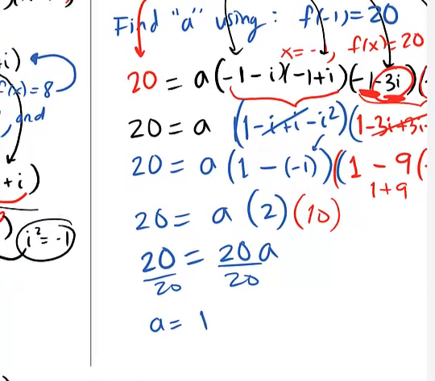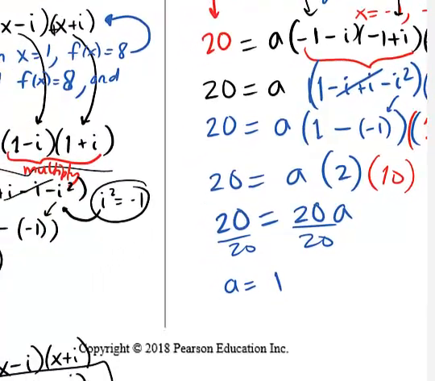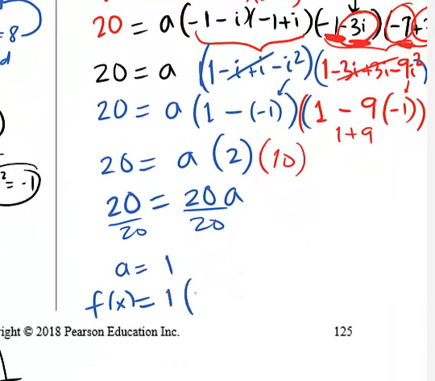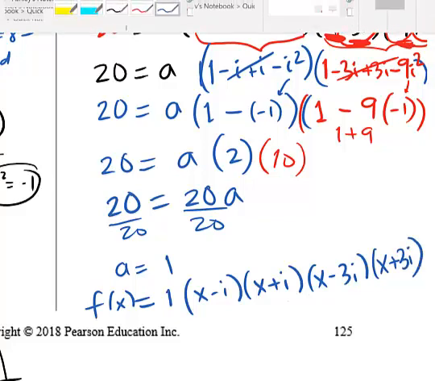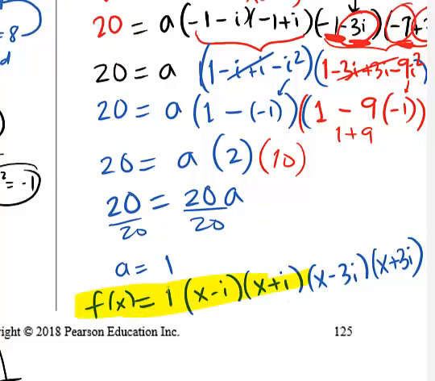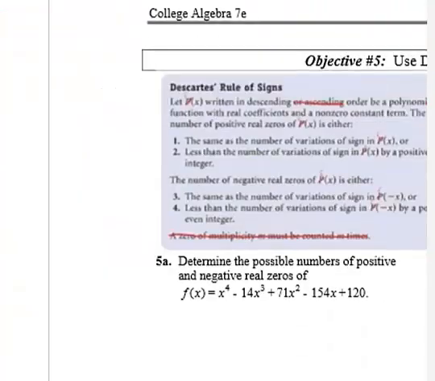Well, all that work because we don't really know if a is going to be 1. Alright, so our function that we wanted was a, which is 1, times (x minus i)(x plus i)(x minus 3i)(x plus 3i). There it is. Oh my gosh, that's a lot of work. And of course, now that you've set it up, you can drop the 1, I'd say. But whatever. If you left the 1, I wouldn't mark you down, that's for sure.